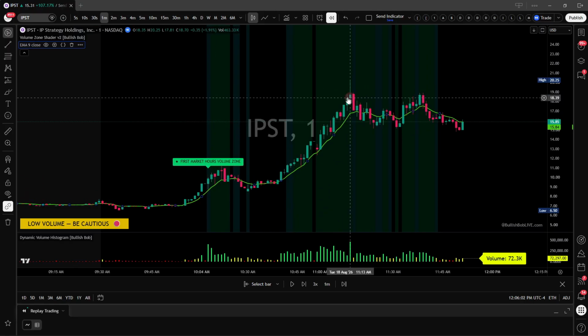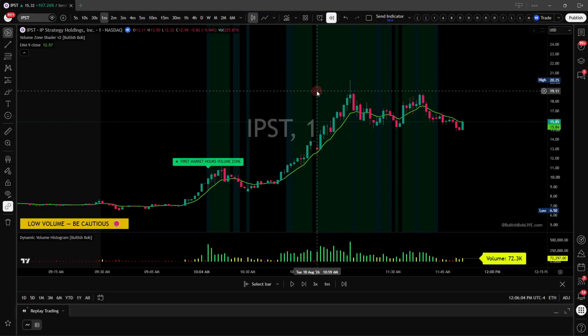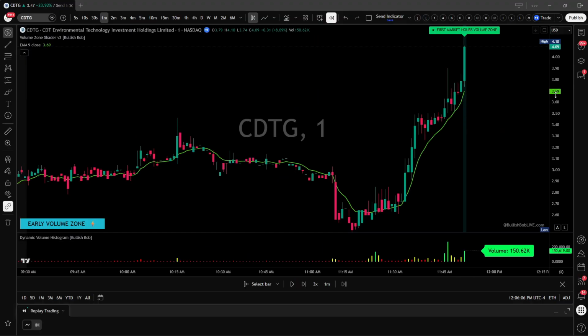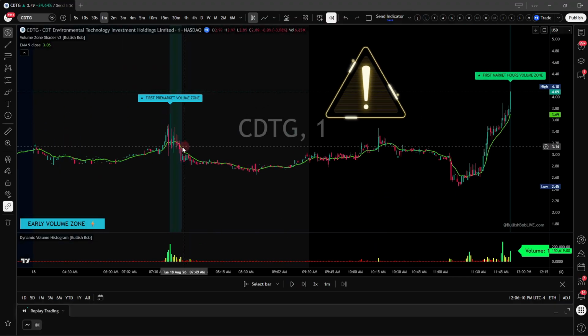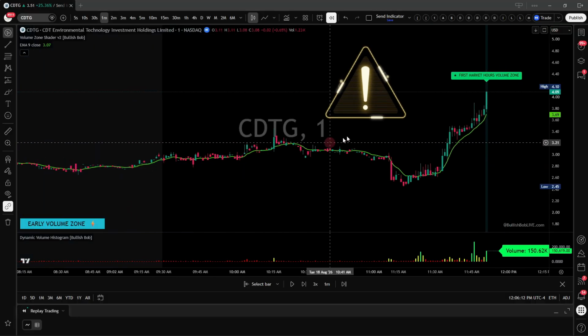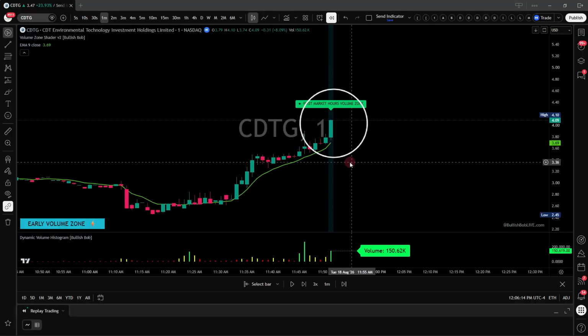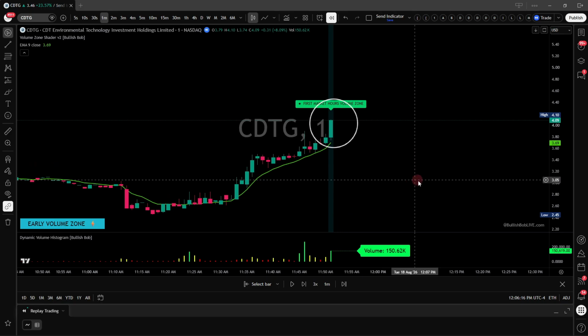We know there's participation. Let's look at CDTG, just going over a few names on this gap list. CDTG, look at this. Very low volume. The first pre-market volume over here did not hold, okay? Over here, we now have volume. Yes, we are getting some volume. However, it's just starting, right?